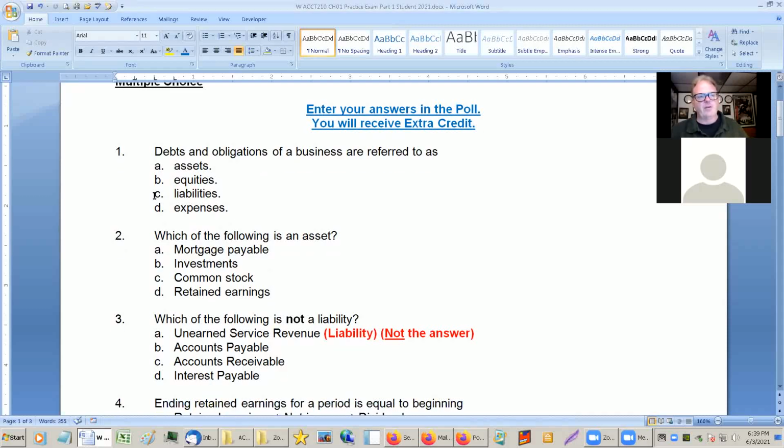Debts of a business are referred to as liabilities. That one is correct. Question 2. Someone picked E. There is no E. Not sure what to do with that one. Okay.